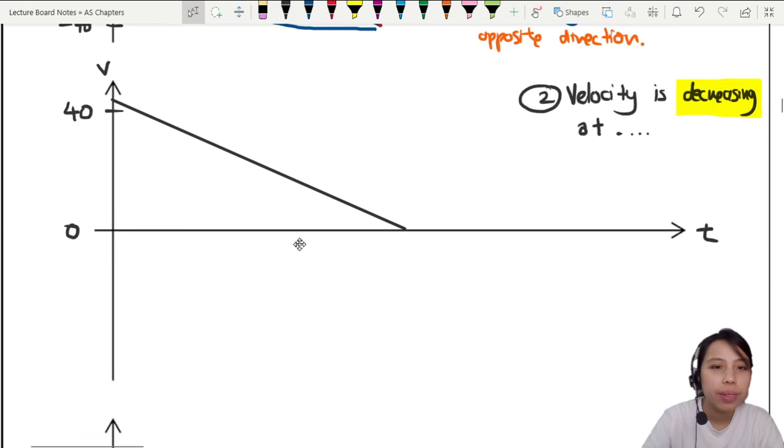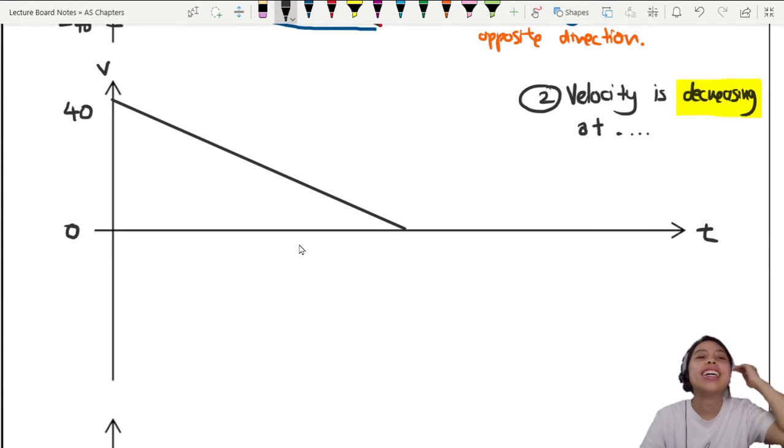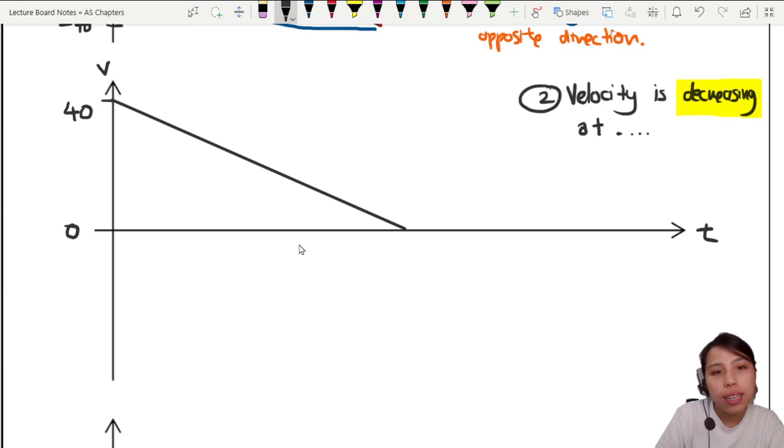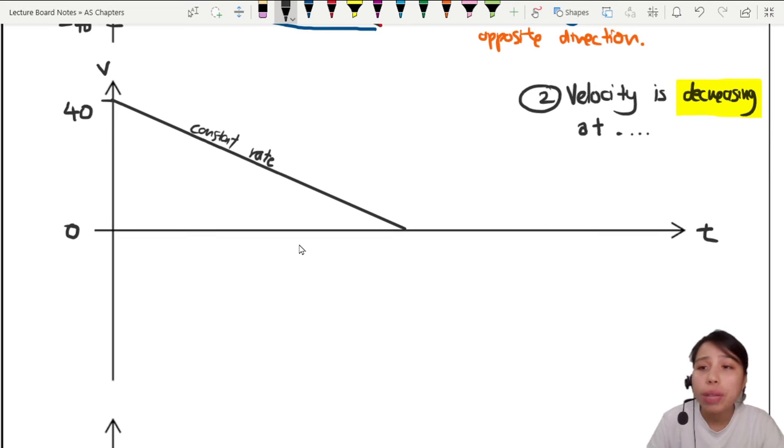Draw a line. Yeah, my line a bit off. Okay, let me change this 40. Okay, 40 is up there. So this is decreasing at what rate? You see straight line, right? Don't say decreasing in the straight line. No. You say decreasing at a constant rate, from 40 to 0, aka slow down. Decreasing means slow down.